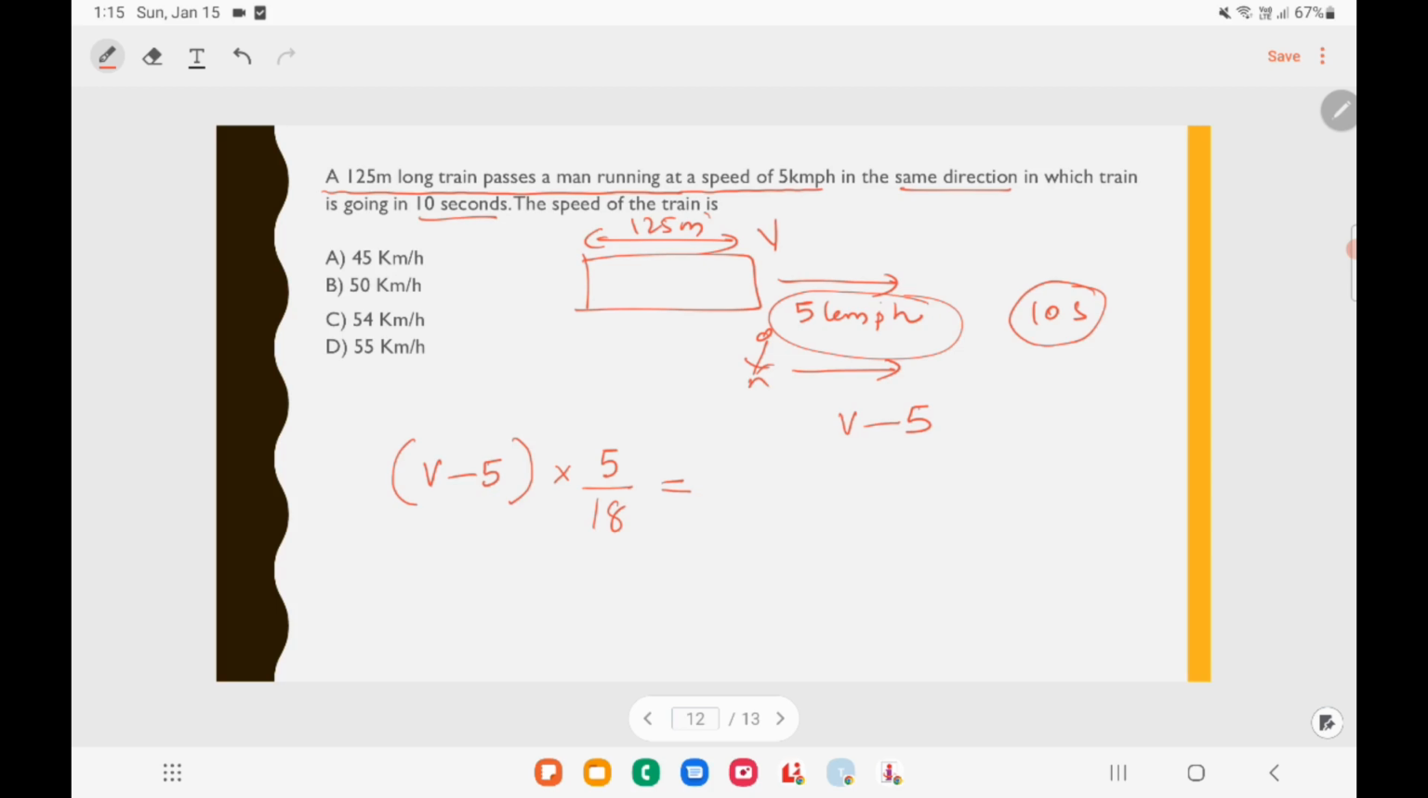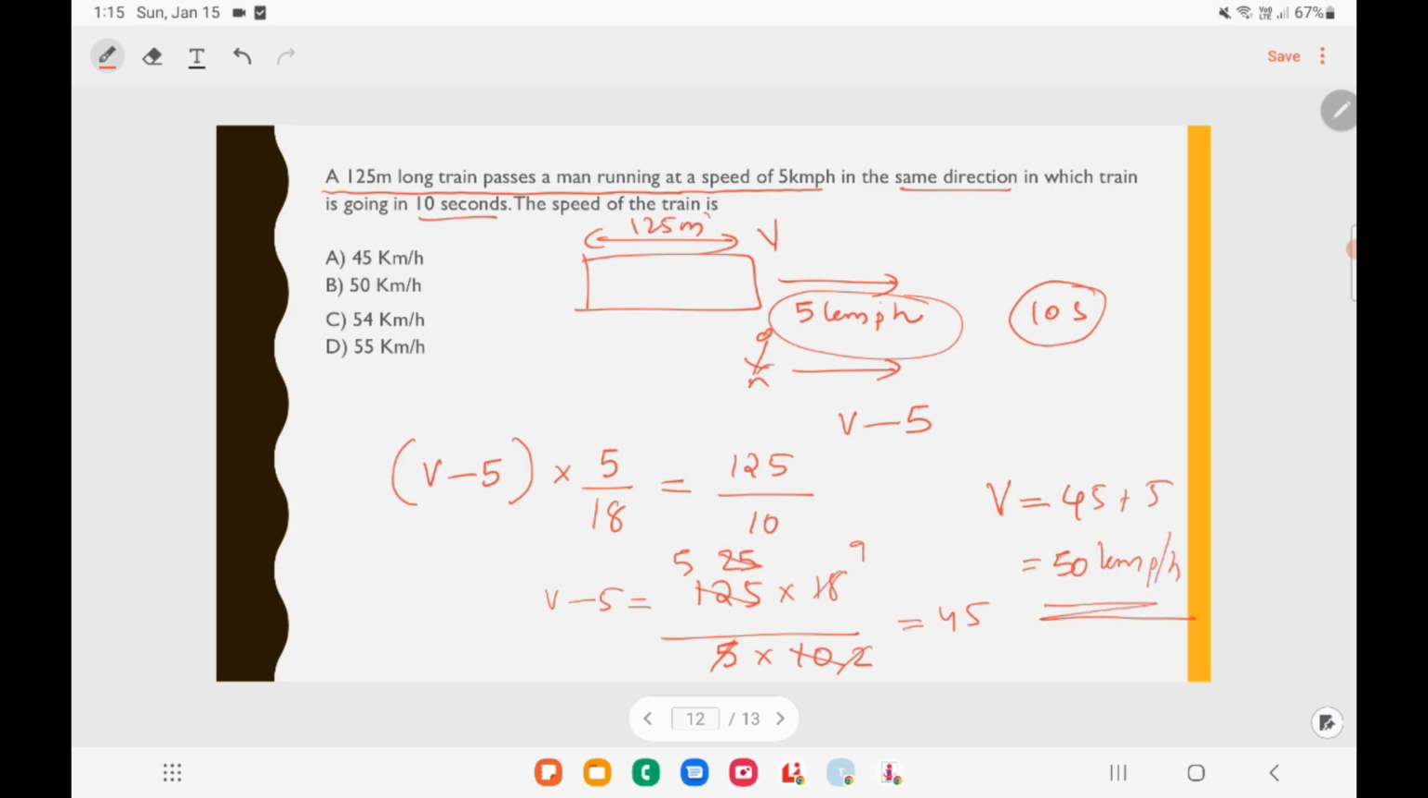This is equal to, speed is equal to distance traveled by time. So distance will be 125 divided by time, which is 10. So V minus 5 is equal to 125 into 18 by 5 into 10. Here you can cancel it out. 5 into 25 becomes 25, then again 5 becomes 5, then it becomes 9. So 9 into 5 is 45. So V minus 5 is 45. Then the speed of the train V is equal to 45 plus 5, which becomes 50 km per hour. So the answer is 50.